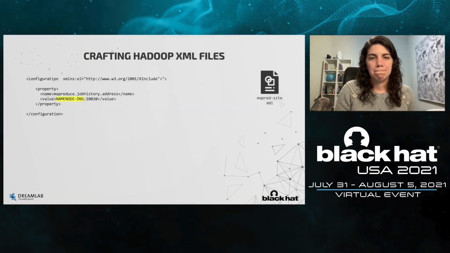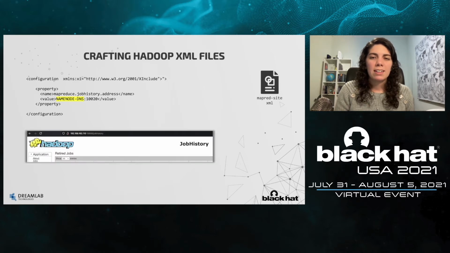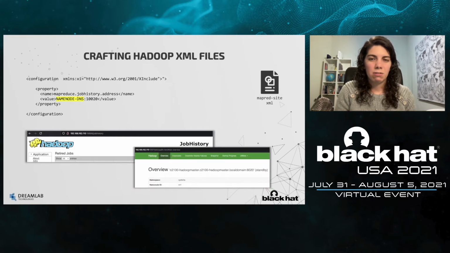Good. The next file is the mapred-site one. Here we need the DNS of the name node that hosts the MapReduce job history. We can try to access port 19888 on the name node, and if we can see this dashboard, then that's the name node we are looking for. And we already know its DNS from the previous dashboard.